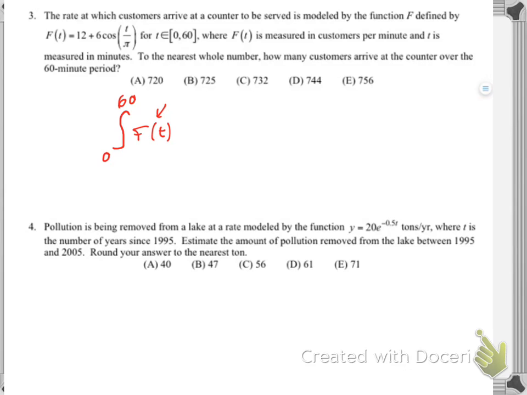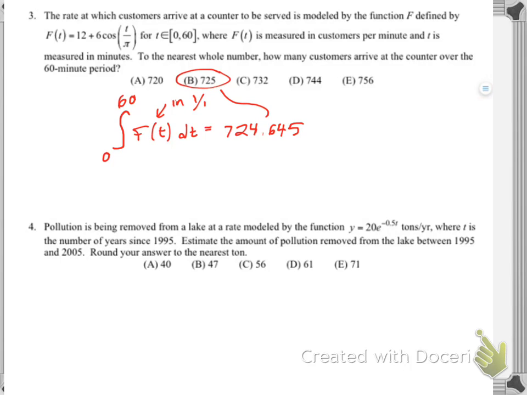So, quick attack on this one. There are great problems out there where all you have to do, if you have a calculator in front of you, is integrate the function on the given interval. If you have a rate of change function and you want to find total change, so this is people arriving at the counter, you're going to get total people if you integrate it. I'd put it in Y1 and rock and roll.